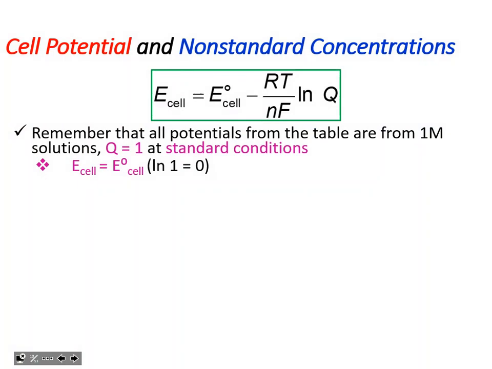All right, now let's talk about non-standard concentrations. This is the qualitative analysis where you don't really have to use the Nernst equation, although I put the Nernst equation up here for you. Remember, this is on the formula sheet.